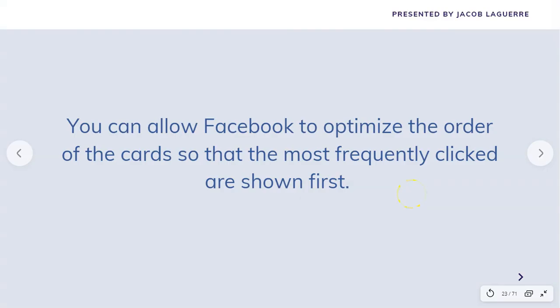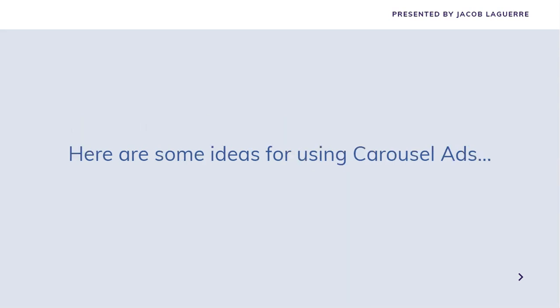Facebook actually has a feature for carousels that allows you to optimize the order of the cards, so that the most frequently clicked are shown first. But if you have a carousel that's ordered in a very particular way, then you obviously wouldn't want to use that feature. This could be useful, especially if you have different images or videos that you're testing with the carousel. You can optimize it so it shows the best performing ones first.